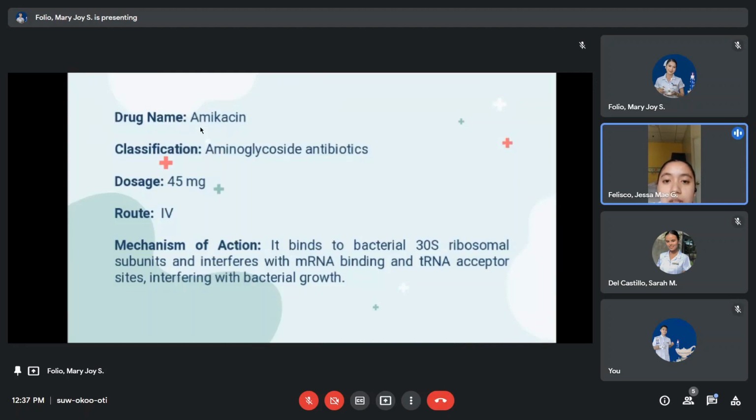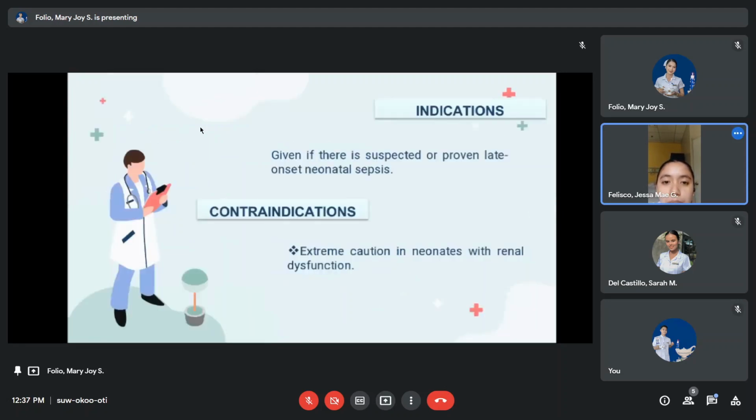Classification is aminoglycoside antibiotic. Dosage is 45 milligrams and the route is IV. Mechanism of action: it binds to bacterial 30S ribosomal subunit and interferes with mRNA binding and tRNA acceptor sites, interfering with bacterial growth. Next slide, please.